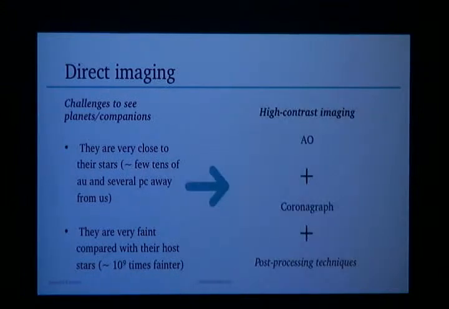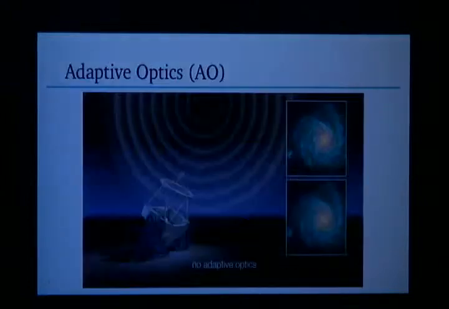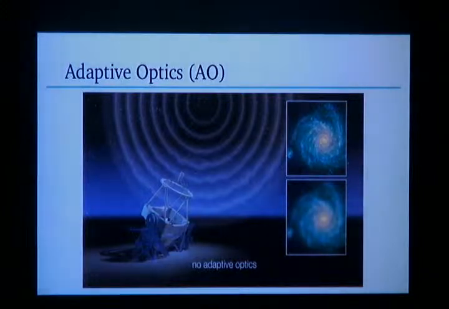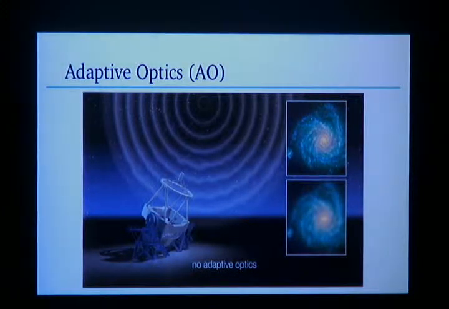Well, we use something called high contrast imaging, which combines adaptive optics with the use of a coronagraph. And then we use post-processing techniques in order to look for the planets. So I will very briefly describe each of these concepts. Here I have a movie to illustrate what adaptive optics is based on.